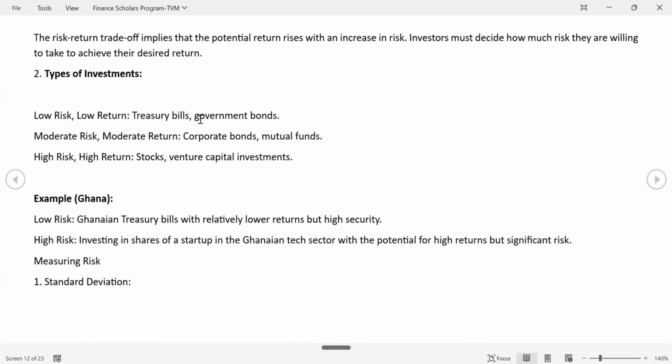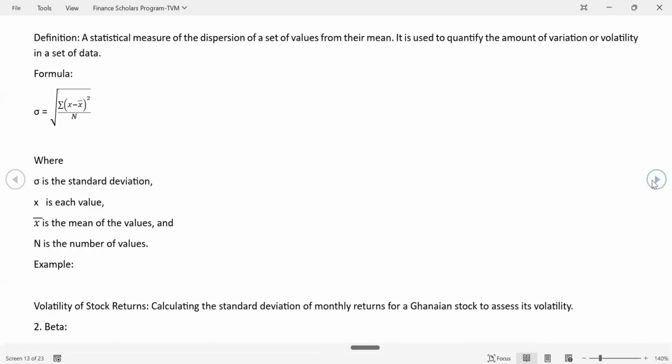Now, measuring risk. We have the standard deviation, which measures total risk. It includes both systematic and unsystematic risk, and it checks the amount of variation, or the volatility, of our assets. We want to know the volatility of our assets.